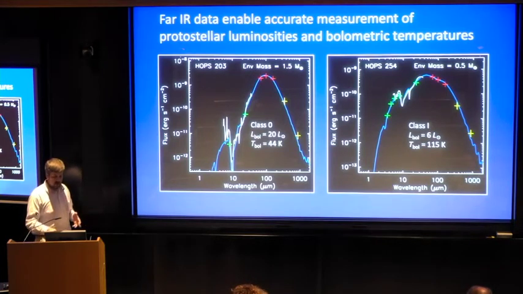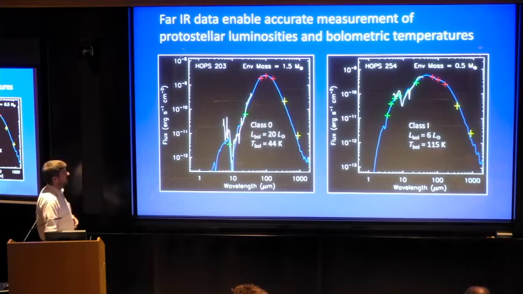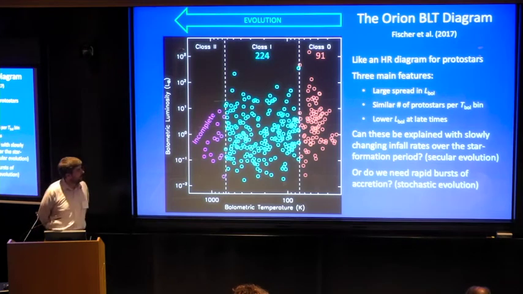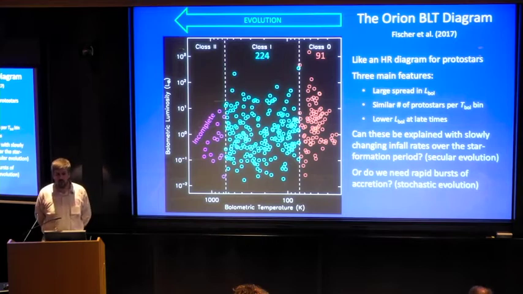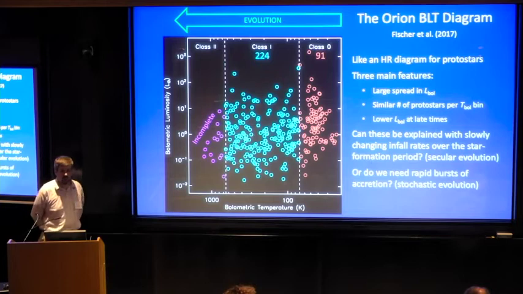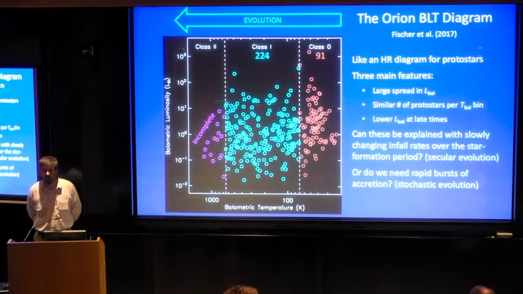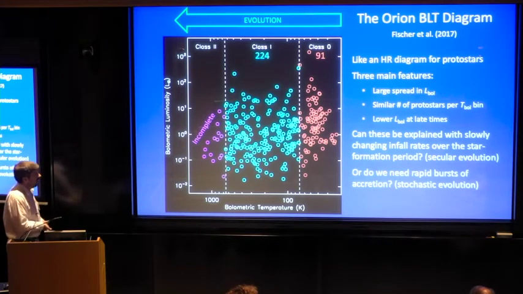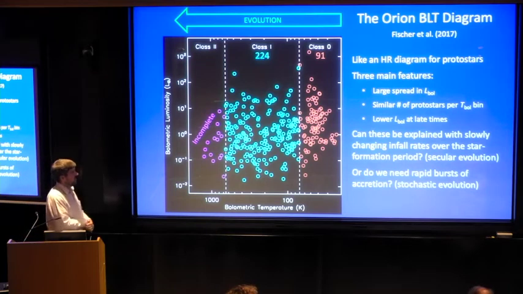For over 300 protostars, we can put all these bolometric luminosities and temperatures on a so-called BLT diagram. In the early 90s, this was put forth as a potential analog to a Hertzsprung-Russell diagram, but for protostars. Unfortunately, unlike for main sequence stars, there's not a well-defined main sequence. BLT diagrams have been constructed for many nearby star-forming regions, and you always see this scatter. So in spite of the broad scatter, we try to learn something about protostellar evolution from this diagram.